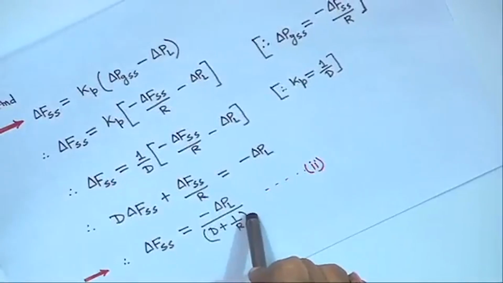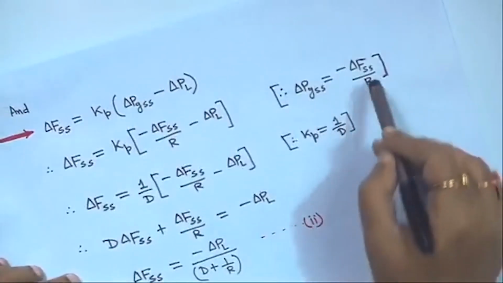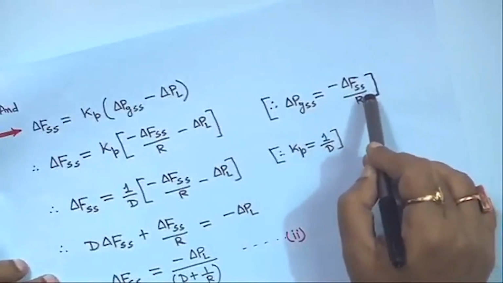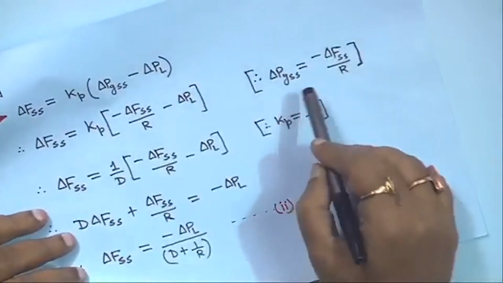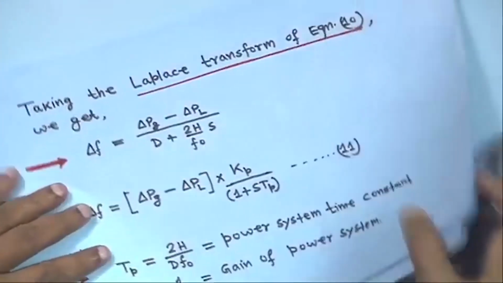Next, if it is delta FSS, then you substitute this delta FSS into the expression for delta PGSS. If you put it here, then you will get the steady state expression for delta PGSS, that we will see later.